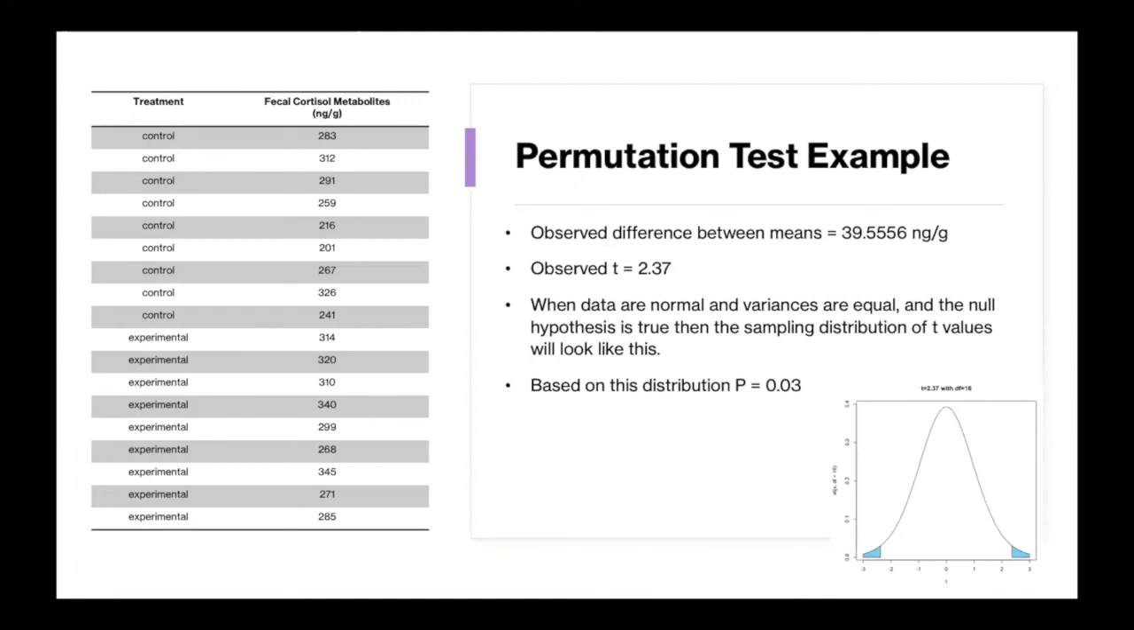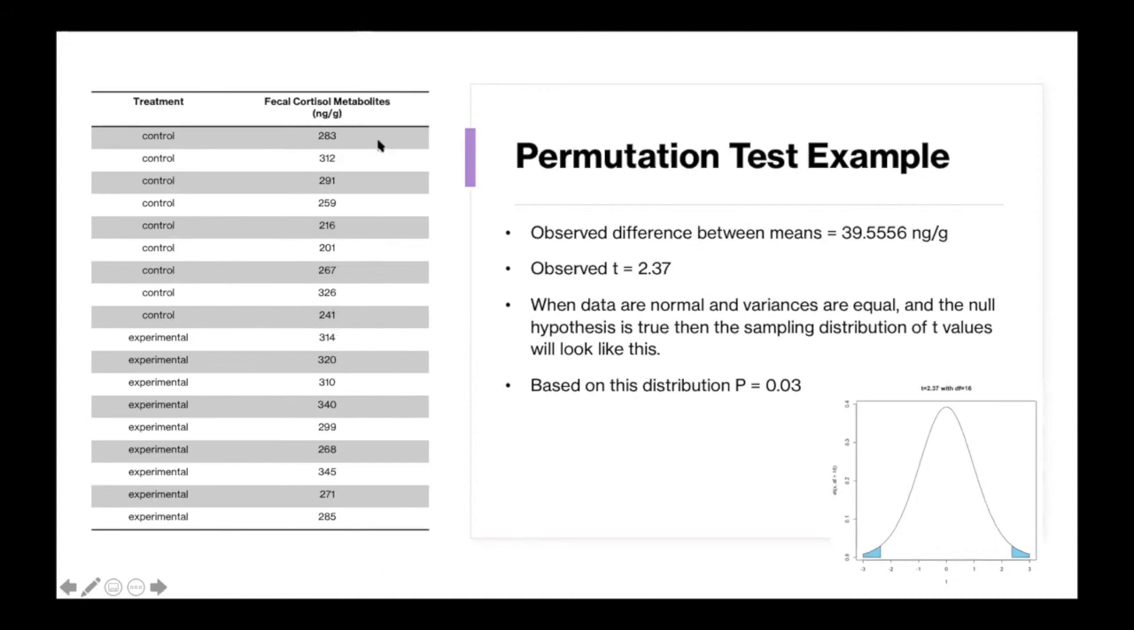Now, it might be a little bit hard to follow what I mean by that, so let's work through an example. So here we have the data for our experiment where we exposed red squirrels to playbacks of conspecifics to trick them into thinking they lived in a high-density environment. And for each squirrel, we measured their fecal cortisol metabolites, or their stress levels. So here we have 9 observations for control squirrels and 9 observations for experimental squirrels.